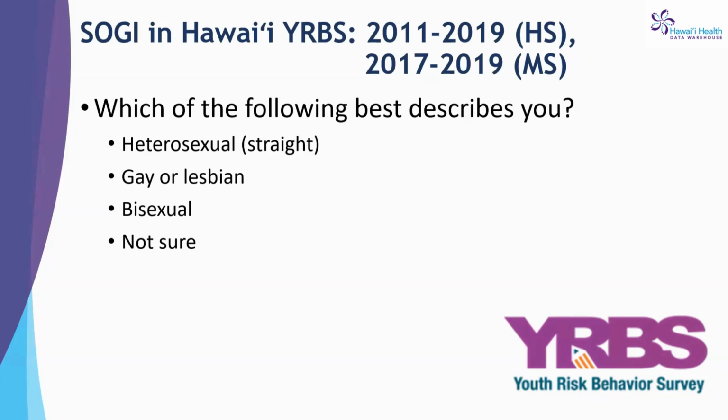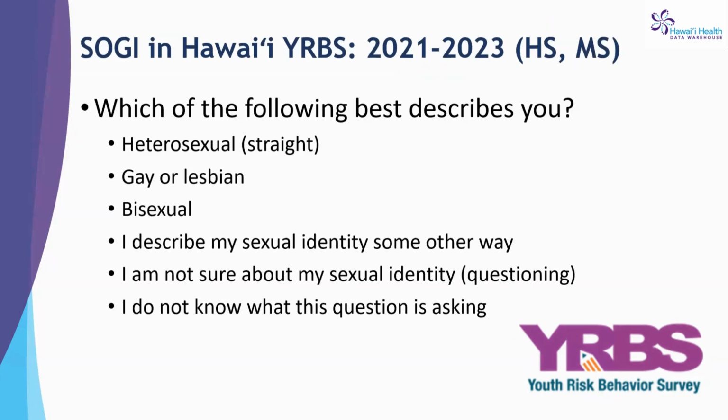This is the first question that was used. Beginning in 2021, the question expanded to offer more response options. And because of this significant change in the question, HHDW is unable to trend sexual orientation data between 2019 and 2021 for the YRBS. Beginning with the 2023 data, which will be released soon, we can show the results for this question using the following response options: straight, gay or lesbian, bisexual, other, and questioning.